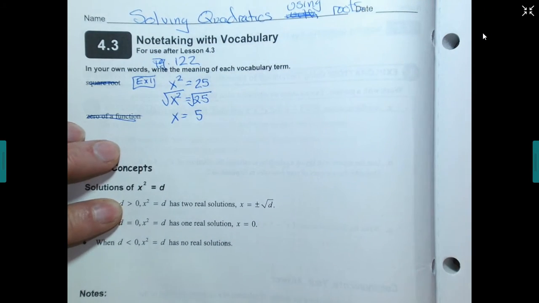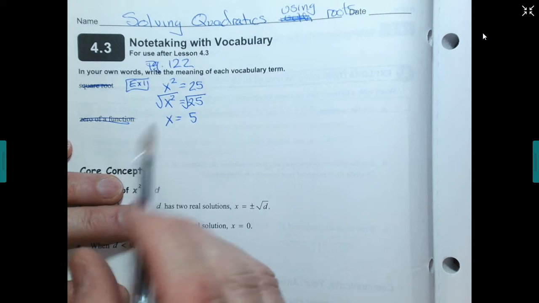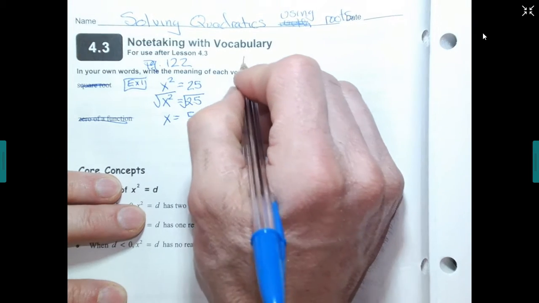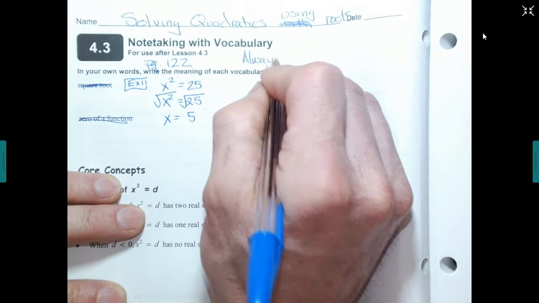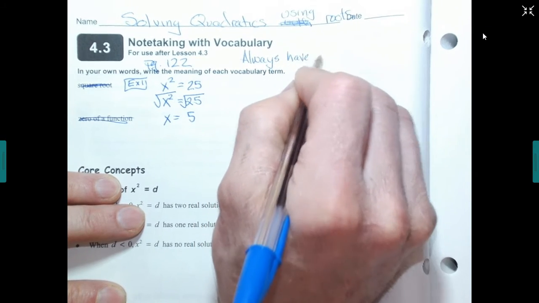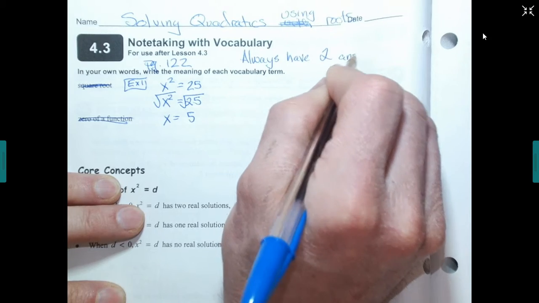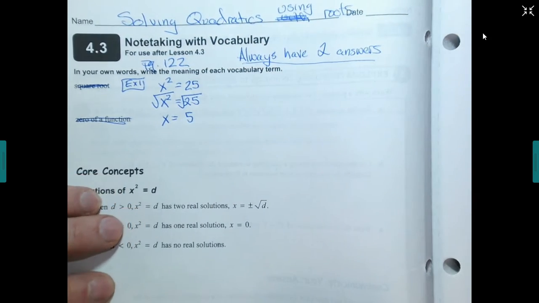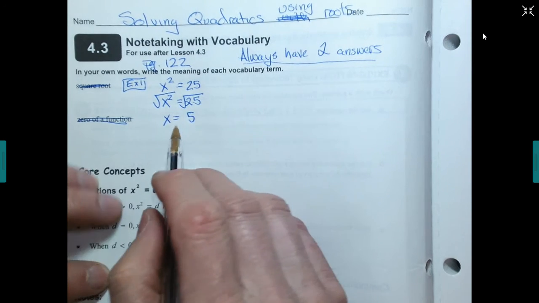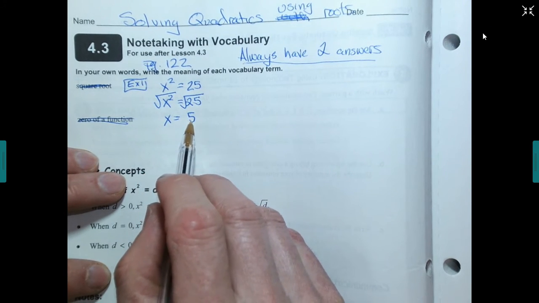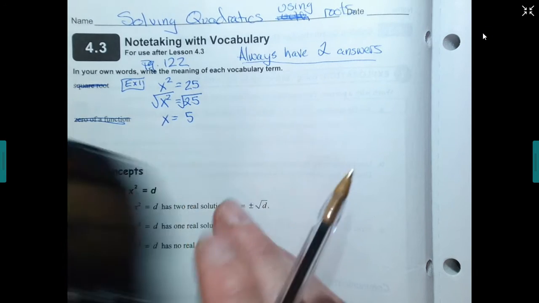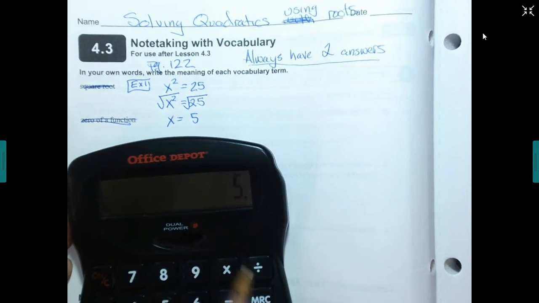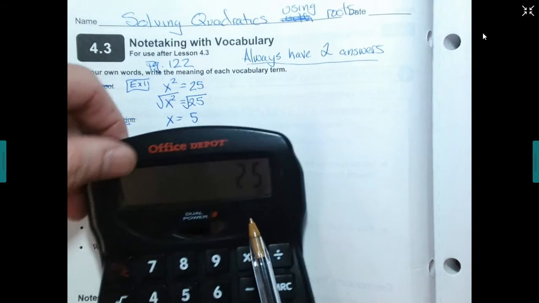Now, here's a catch. Whenever you're doing square roots, you're going to have two answers. Always have two answers when you're square rooting. So here we've got x equals 5. And I could look in my calculator and I could do 5 times 5 and I get 25, sure enough.